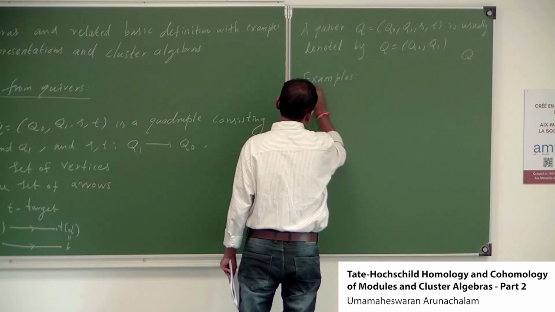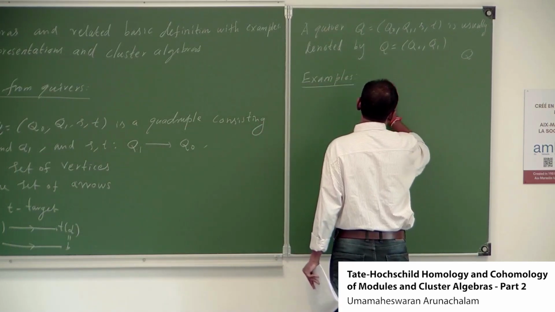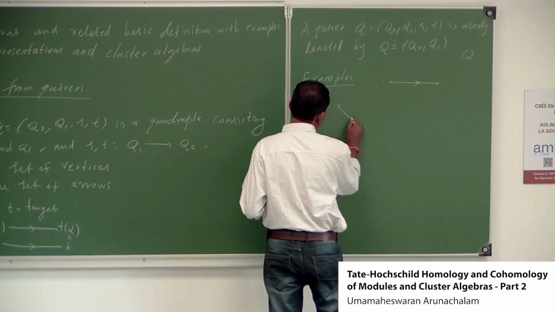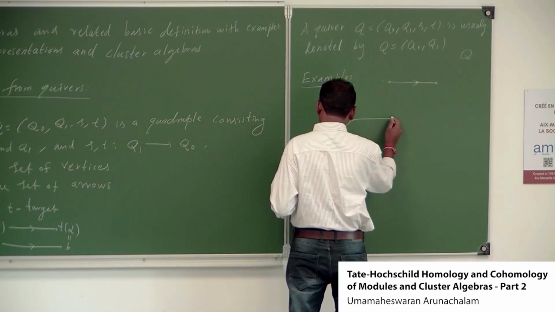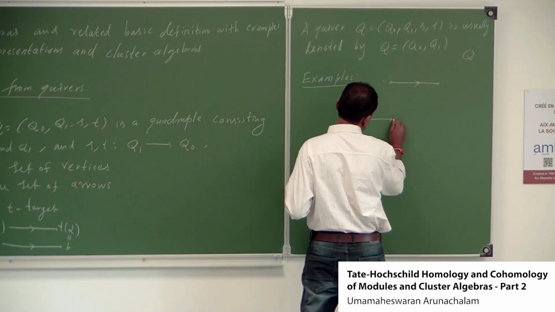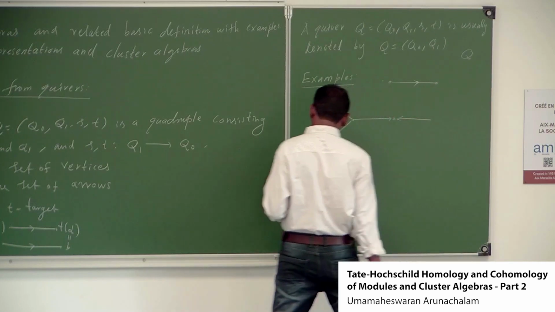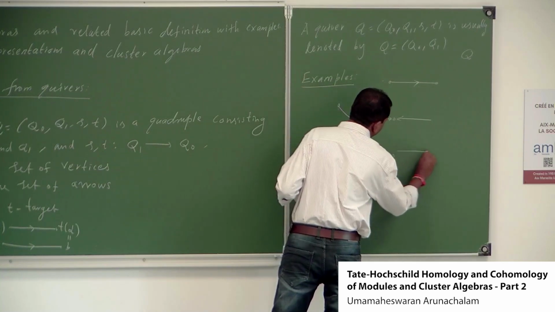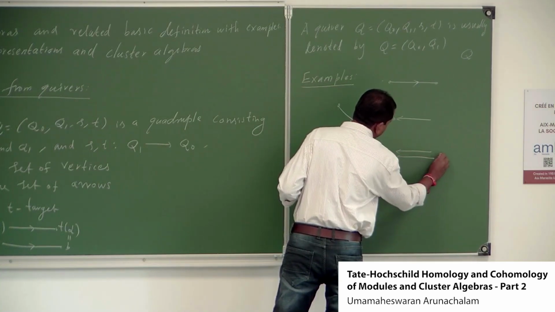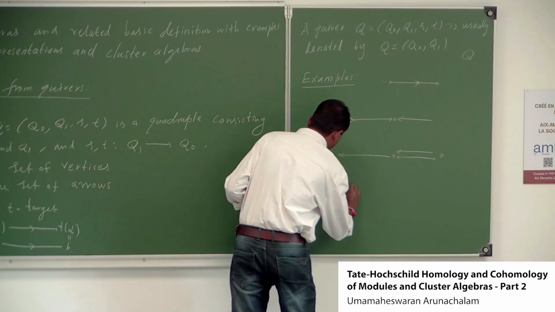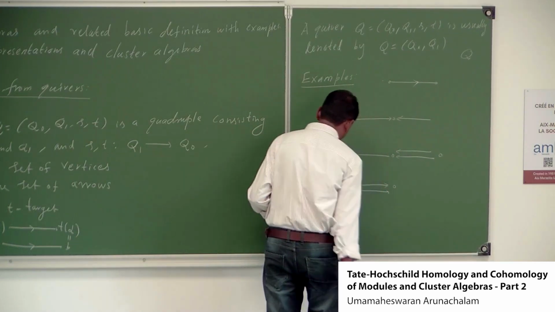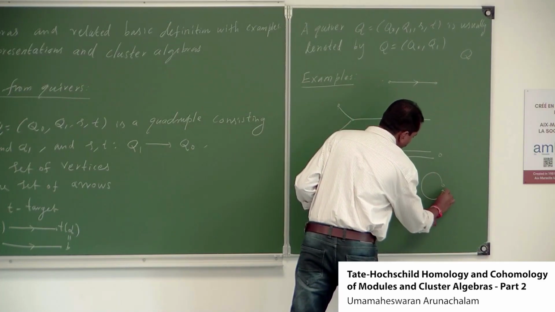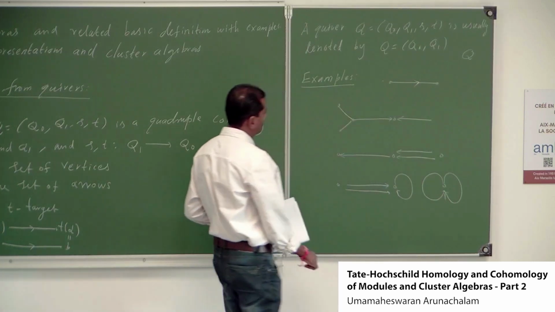So Q represents a quiver. Next, examples of quivers. I am giving simple examples. There are two vertices. This is an example of a quiver. This is simple. These are examples of quivers.